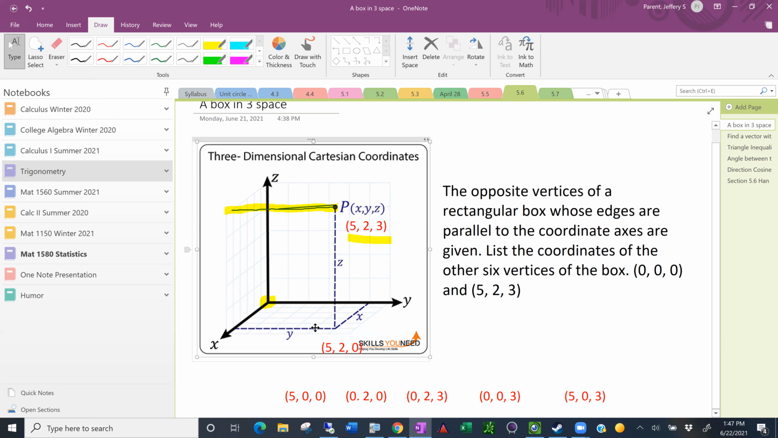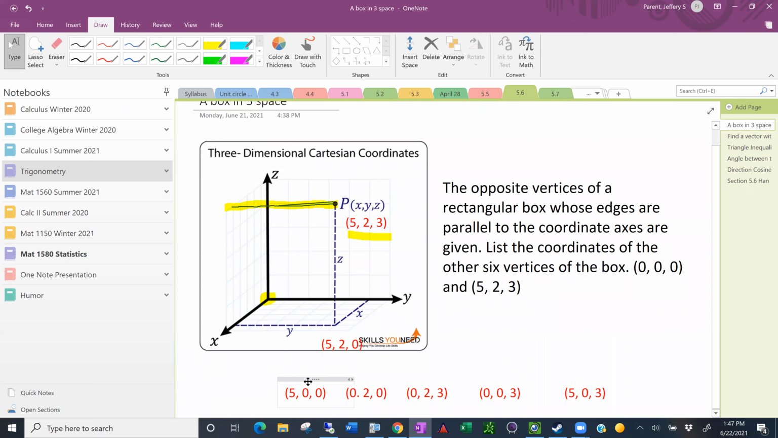How about if I move over to the left from here? If I move to the left, then I'm moving towards 0 along the y-axis. If I move towards 0 along the y-axis, that makes the second coordinate equal to 0. So that would be this one, 5, 0, 0.